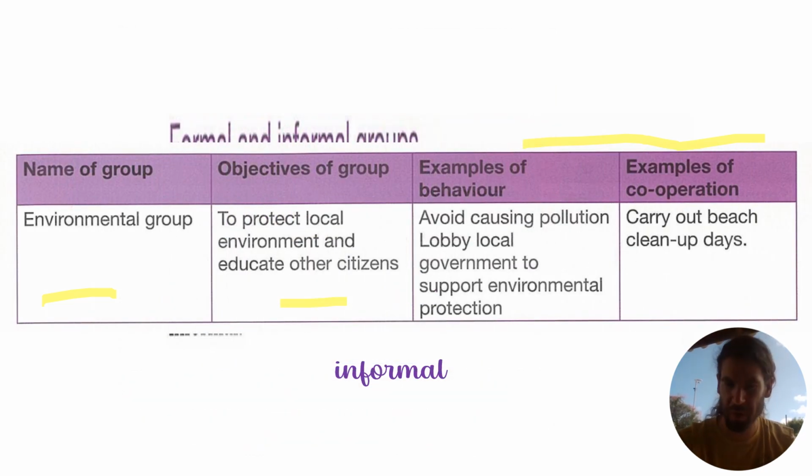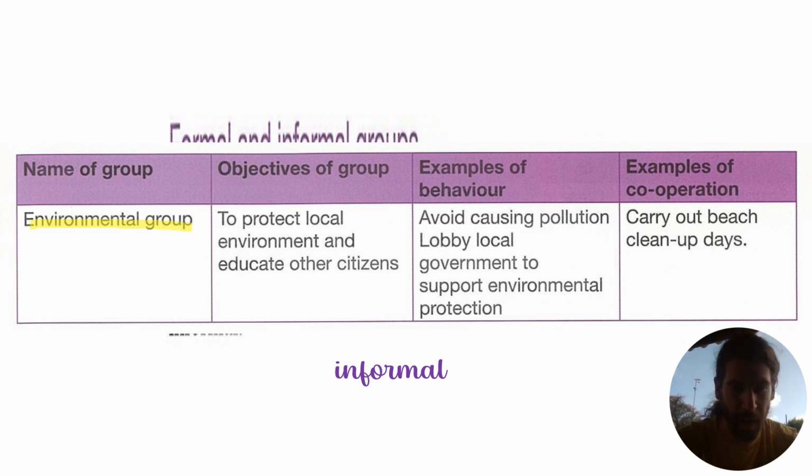Now I want to look at this. This is an example of a formal group, and we have these kinds of groups also on the island of Curacao. I have prepared some examples. The name of the group is, for instance, an environmental group. The environment is about nature. How is your environment? Is it clean? Are animals able to live there? How clean is your air? An environmental group is about things in nature.